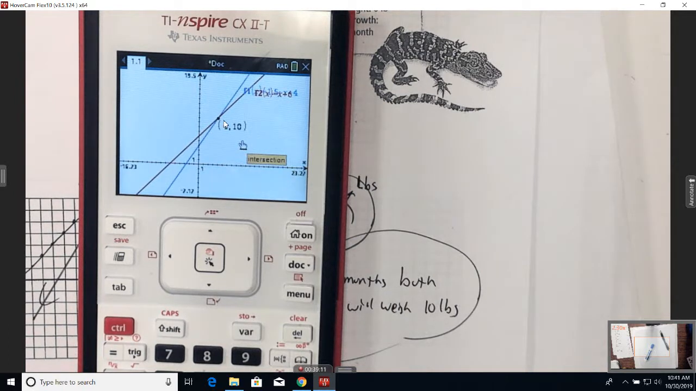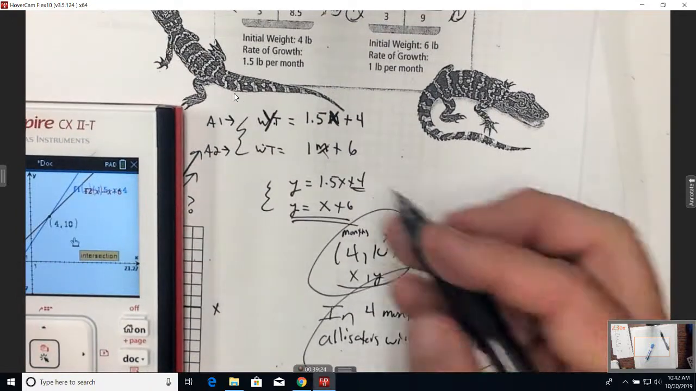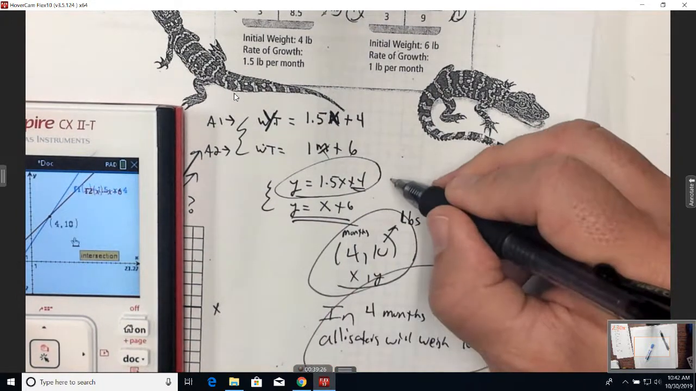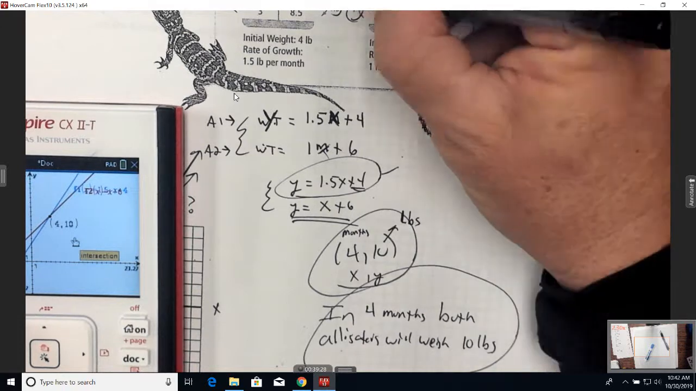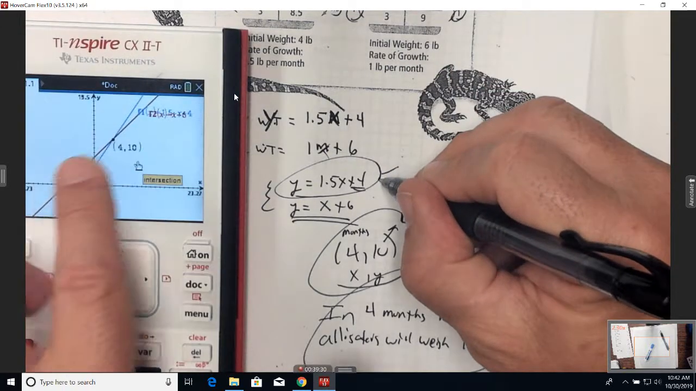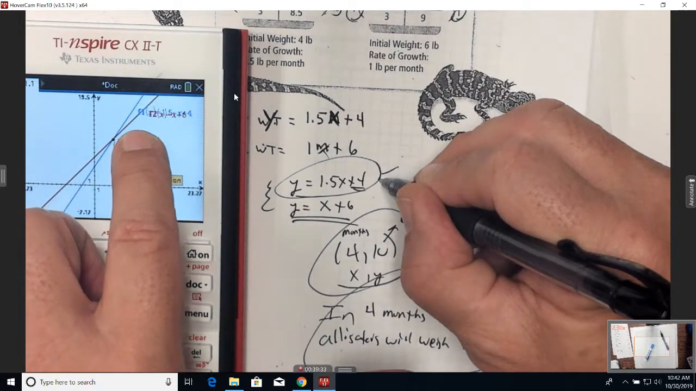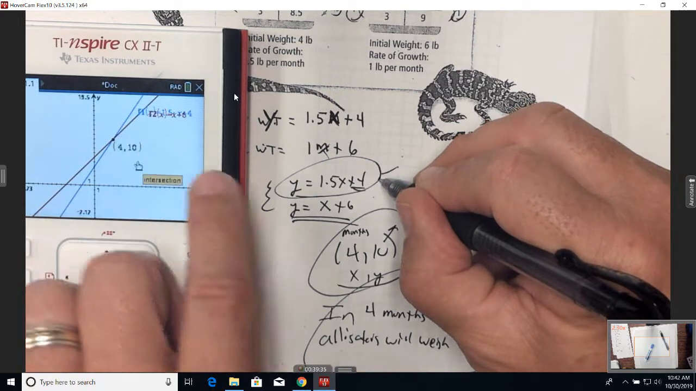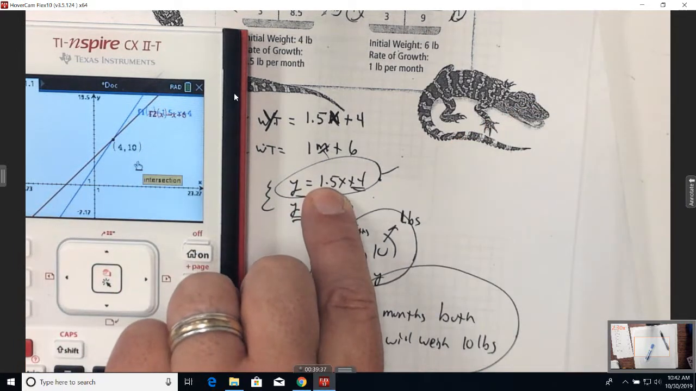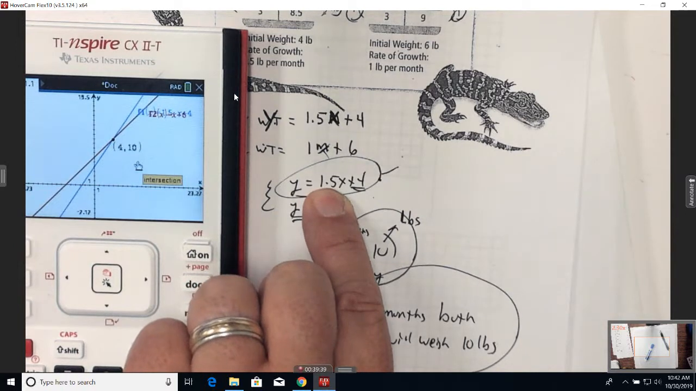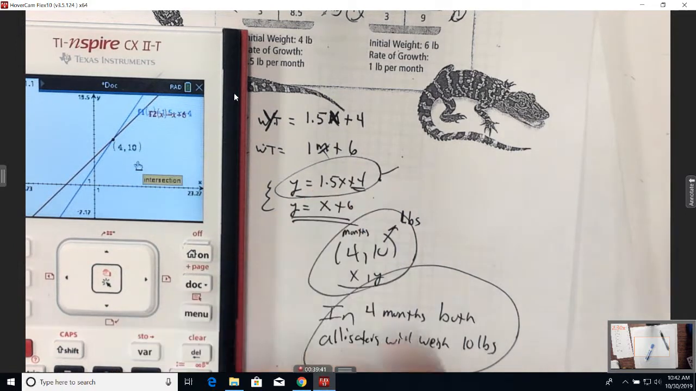Now listen. Which one weighs less prior to 4 months? The red alligator, which is alligator 1. After 4 months, which alligator is going to weigh more? The one that's growing out of alligator 2 is going to weigh more after 4 months. Do you see why? Explain to me why then. The growth rate is faster per month. Now that's going to be important for your homework tomorrow.